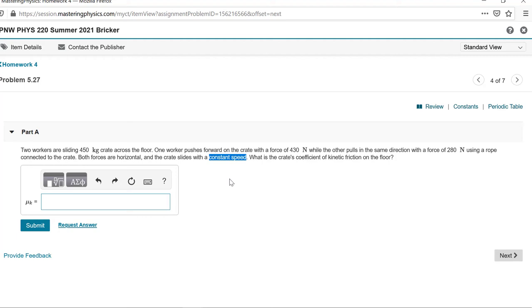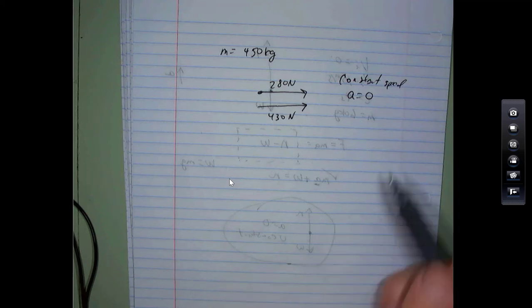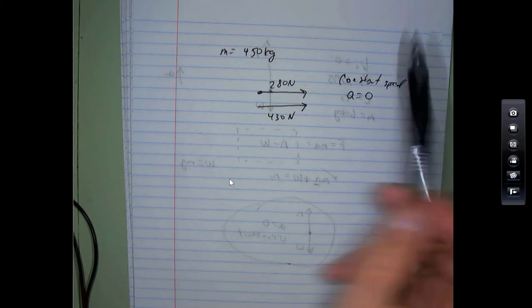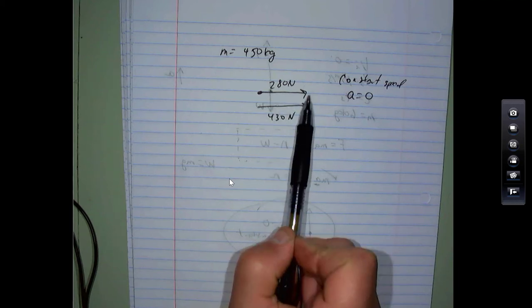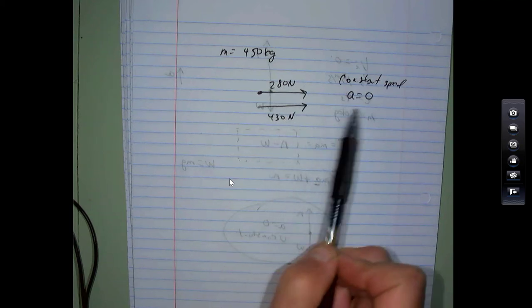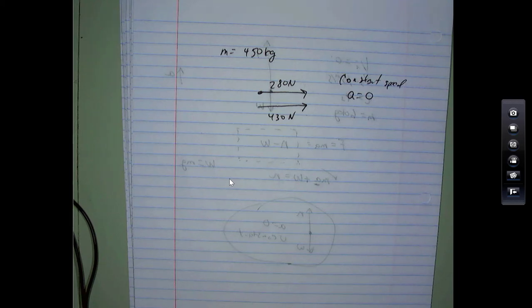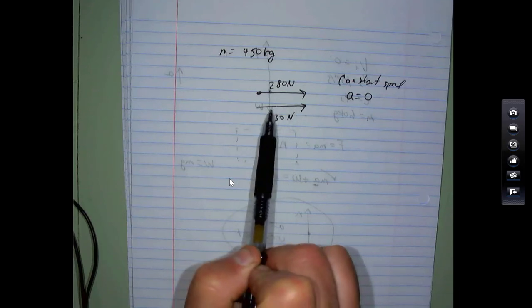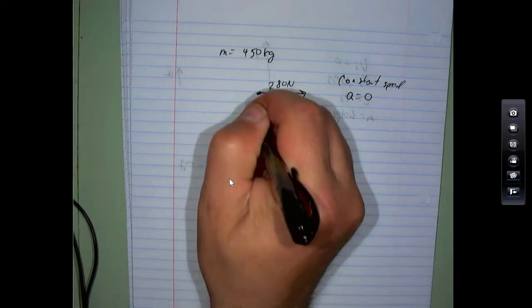Okay, let's take a look at this. Mass 450 kilograms. I didn't draw these to scale. One's pushing, one's pulling, but regardless, they're both in the same direction. 280 and 430, acceleration equal to 0. Why is that? What's a constant speed? To get the crate moving, there would have to be a net force. But now we're just looking at the situation where it's already moving. So we know how much kinetic friction has to be.